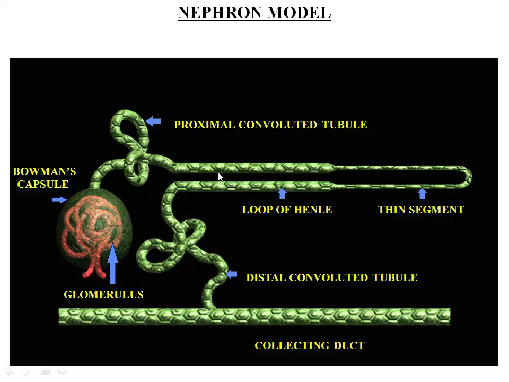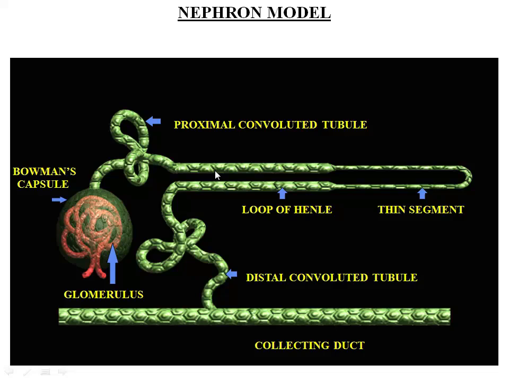Okay, now here you see the texture of the particular cells over these tubules. All these cells forming this tubule system are basically epithelial tissues. In the proximal convoluted tubule, they are all cuboidal cells with a large amount of brush border.